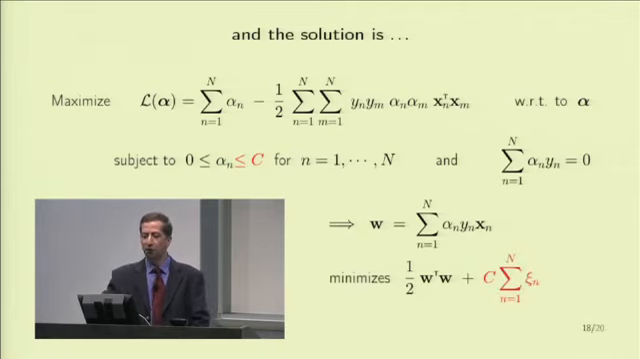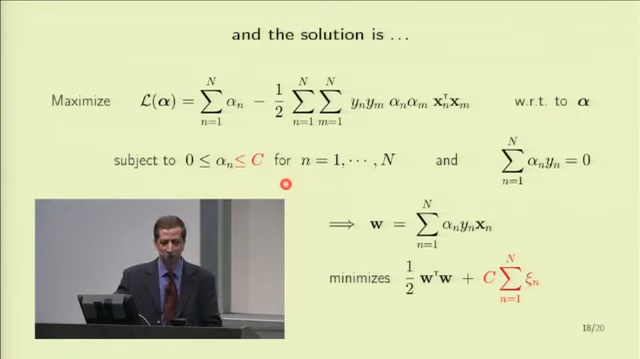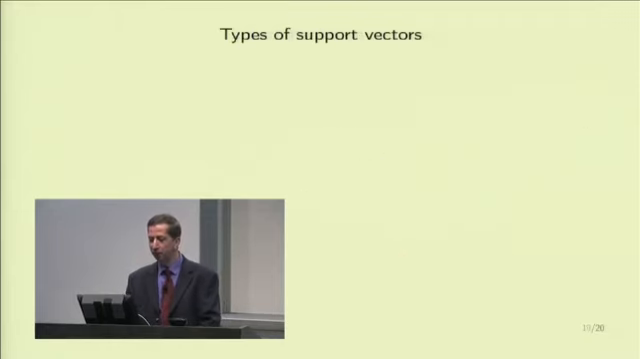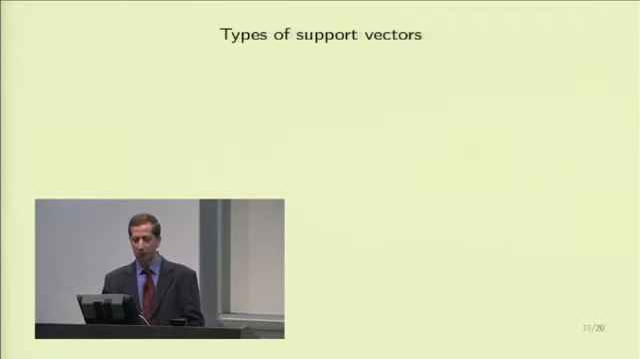So if you have already written your routine in order to apply support vector machines, all you need to do now is go to that routine, and instead of 0 less than or equal to alpha less than or equal to infinity, make it 0 less than or equal to alpha less than or equal to c. And you have the soft margin support vector machines. Okay, that is a good bargain. So let's look at just very quickly types of support vectors.